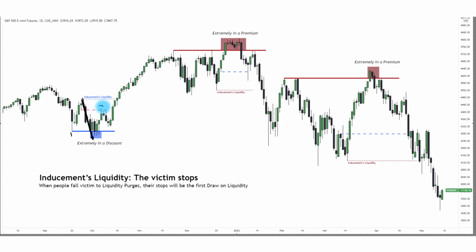People selling on a lower high, two. Where is their stop loss going to collectively pool? Right here. So that entire move just generated a ton of liquidity above this high, hence the name inducement. Okay, hopefully that makes sense. Same thing here. This is the liquidity purge here.